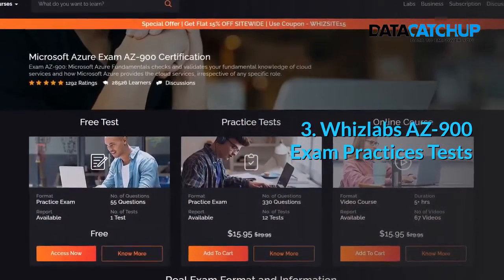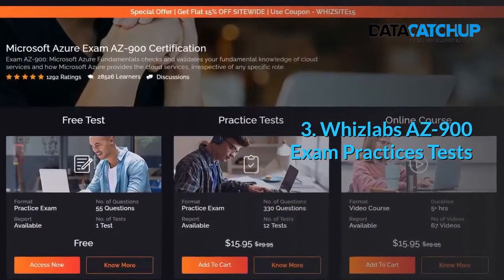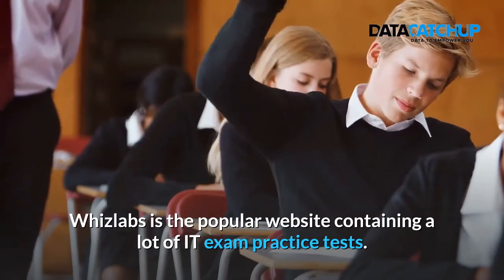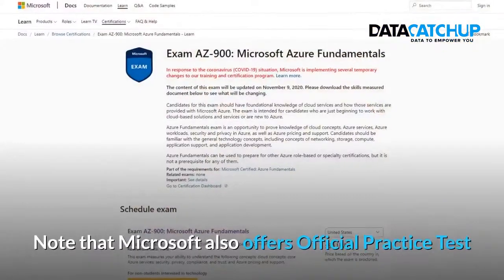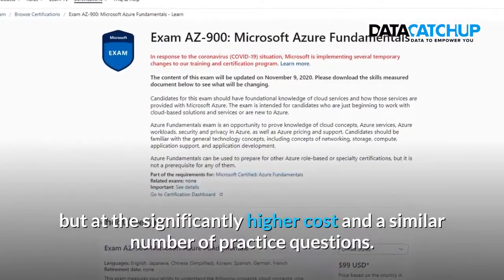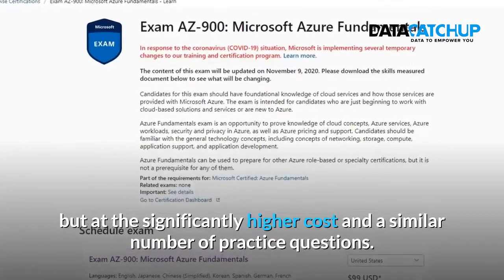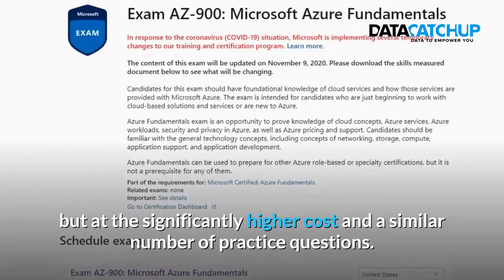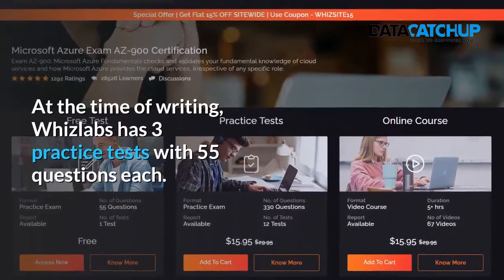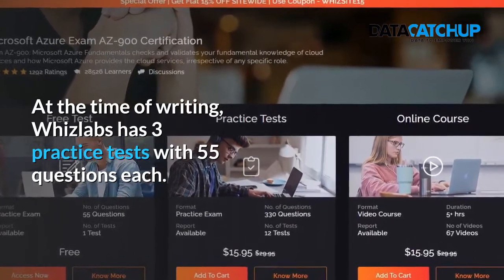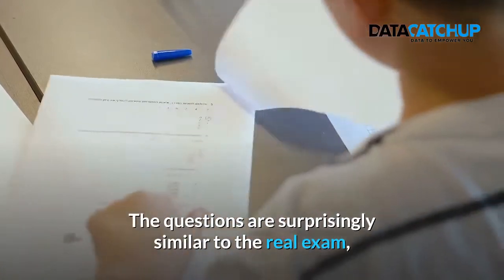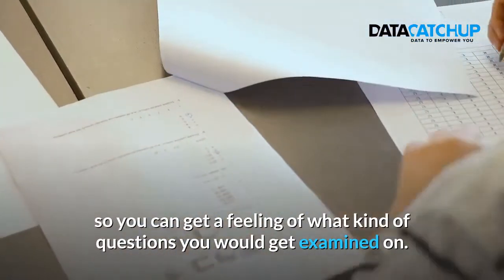3. WizLabs, AZ-900 exam practice test. WizLabs is a website containing a lot of IT exam practice tests. Note that Microsoft also offers official practice tests, but at a significantly higher cost and with a similar number of practice questions, so I went for WizLabs this time. At the time of writing, WizLabs has 3 practice tests with 55 questions each. Questions are surprisingly similar to the real exam, so you can get a feeling of what kind of questions you would get examined on.